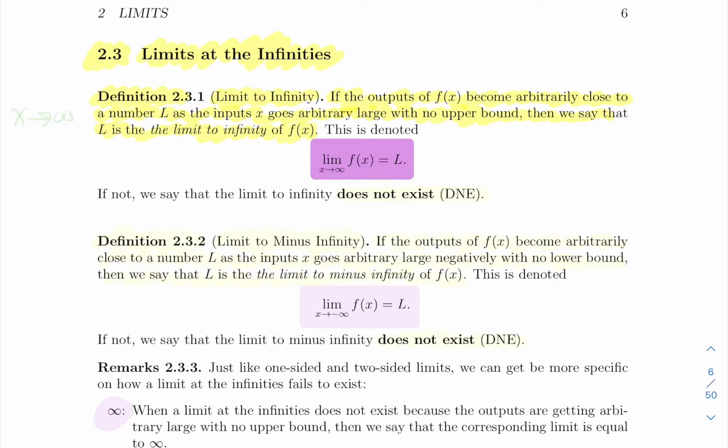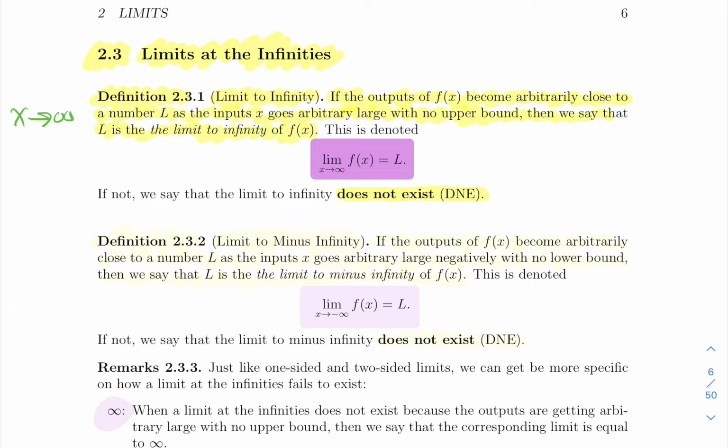And of course, if the function does not go to a specific number, we will say that the limit does not exist. So this is for going to infinity. And again, here I will sometimes just refer to this as x goes to infinity. This is just like a shortcut notation.